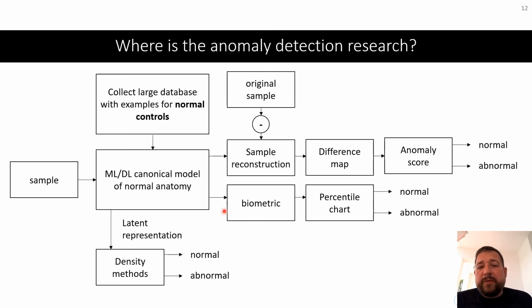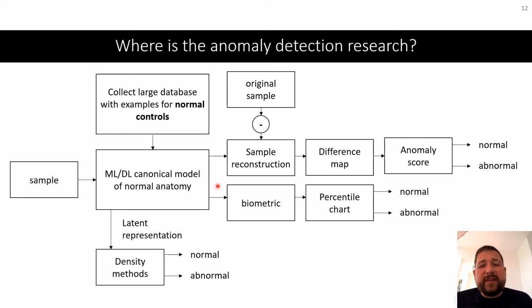A very common approach, which is the state of the art in medicine right now, is to just derive a biometric, a single number for your image, a measurement or whatever, and then put it in a percentile chart to compare it with an entire population to say if somebody is normal or abnormal.